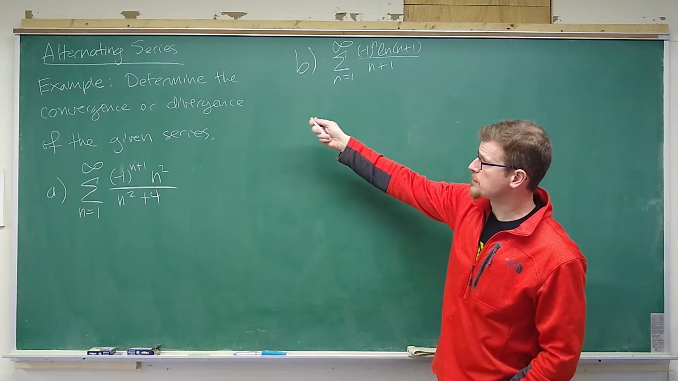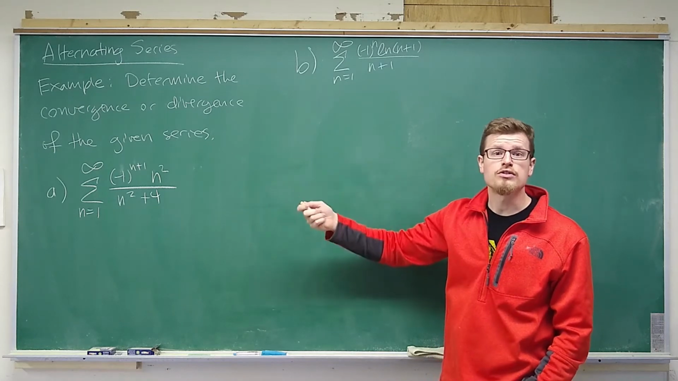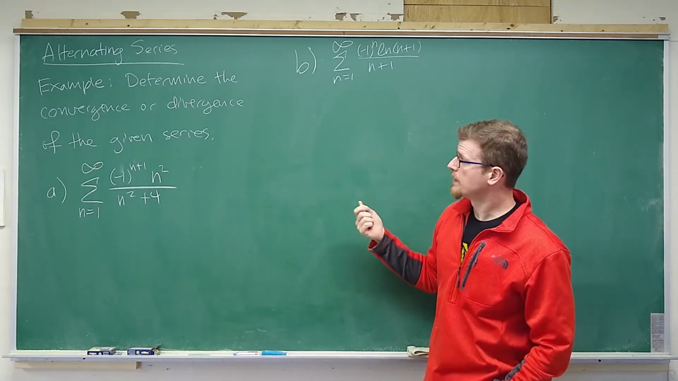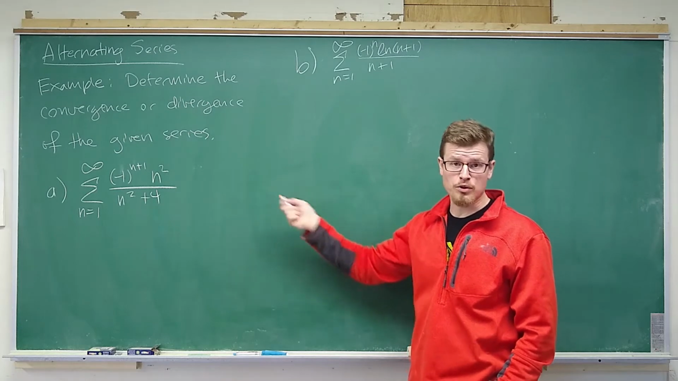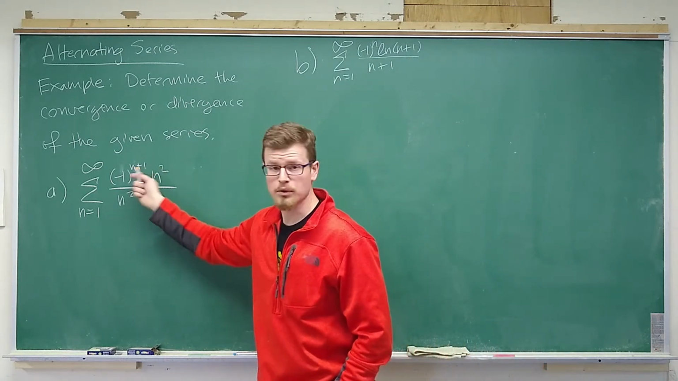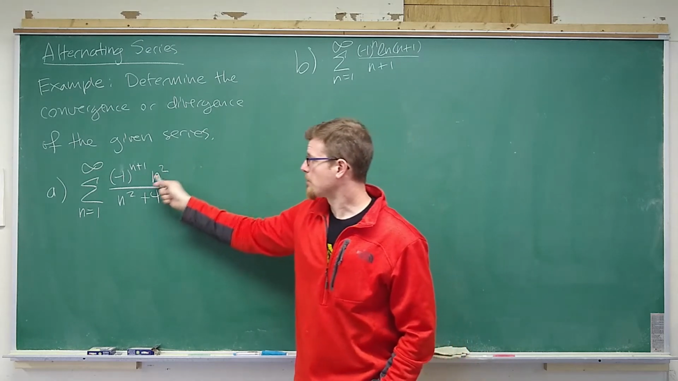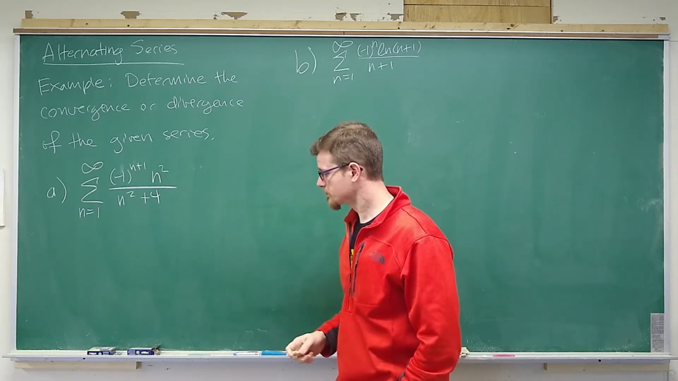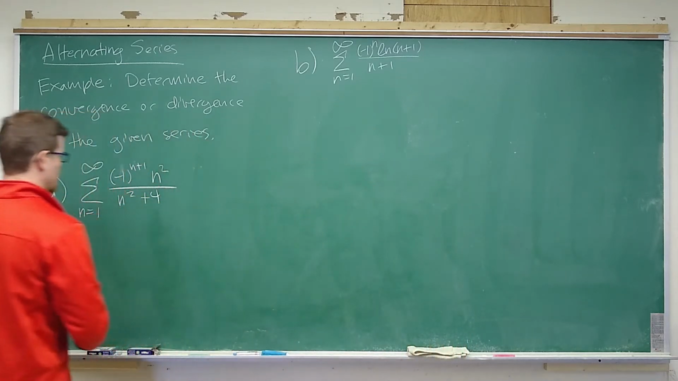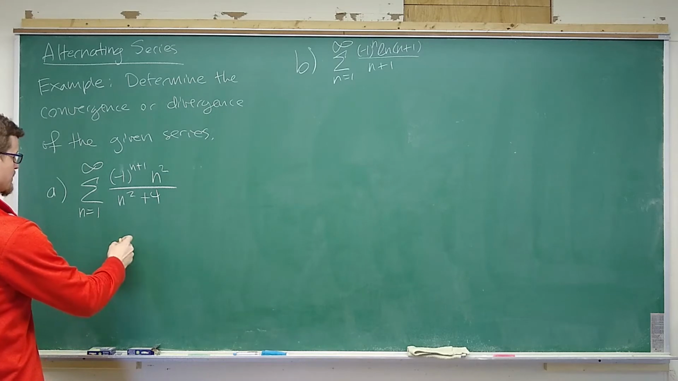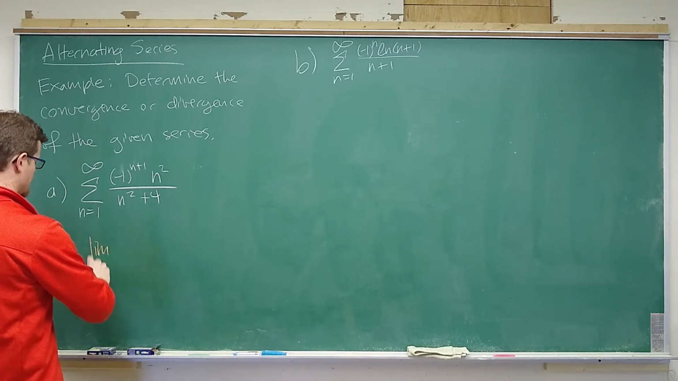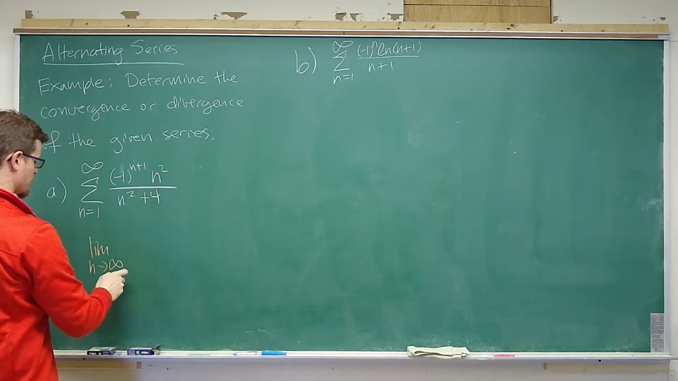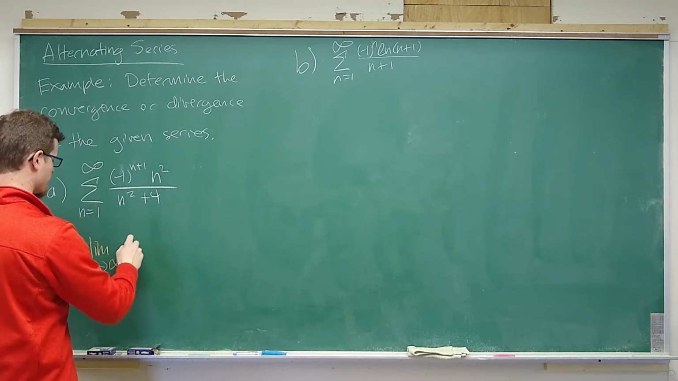Remember, if we want to determine the convergence or divergence, all we need to do is make sure that the positive portion of each term eventually goes to 0, as well as make sure, ignoring the negative portion, that this positive part is decreasing, eventually. So what we need to do in this case is first make sure that the positive portion of the terms actually goes to 0 as n goes to infinity.